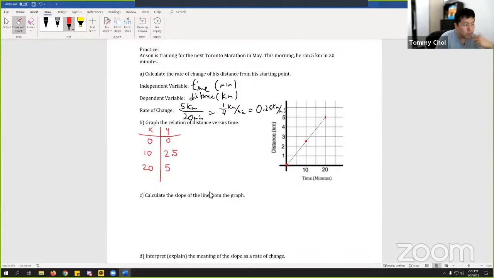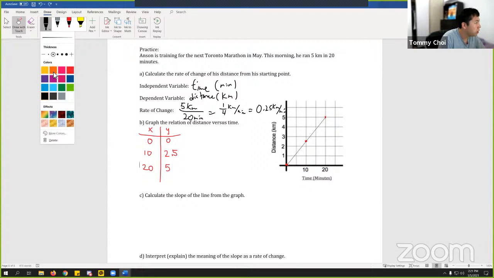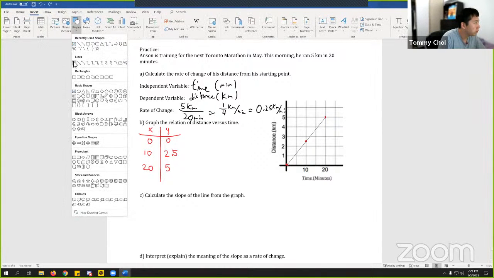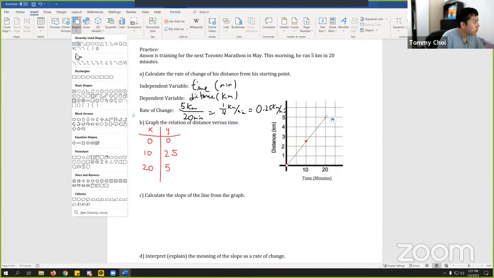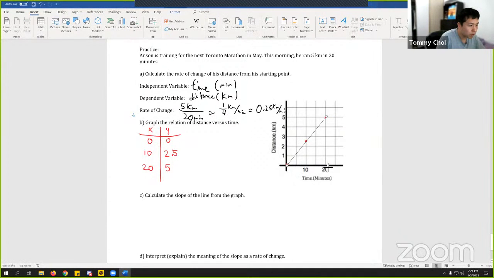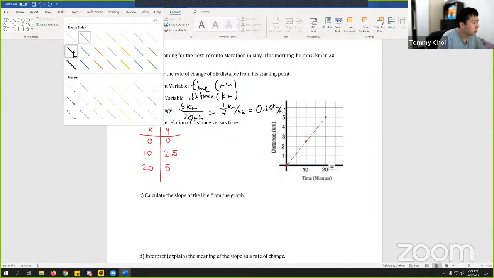So now it asks us to calculate the slope of the line from the graph specifically. So the graph we are using, we are using our little grid here. So you can do a giant triangle here this way. That's terrible. Maybe I shouldn't use a highlighter. Maybe that's not a great idea. Let's change it. Let's use some more lines. Let's try to make it a little bigger.